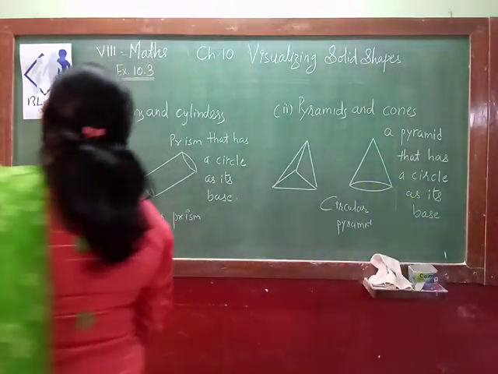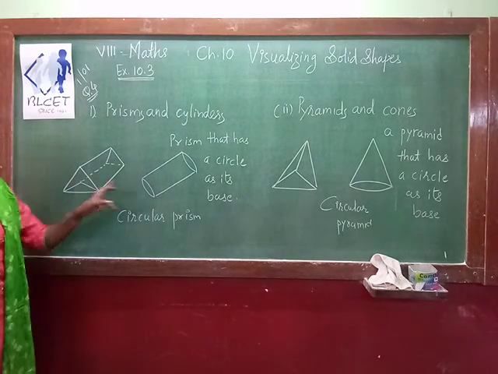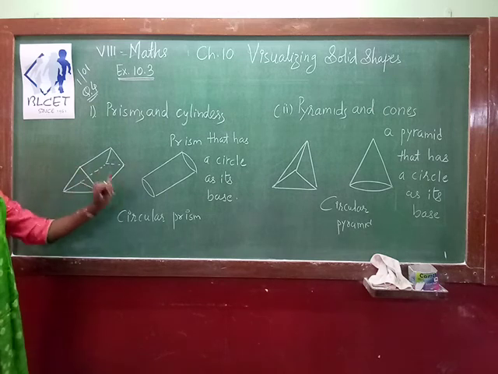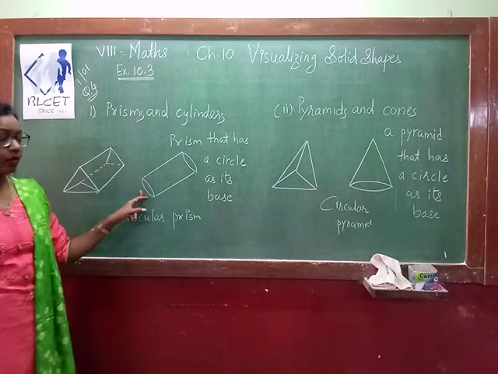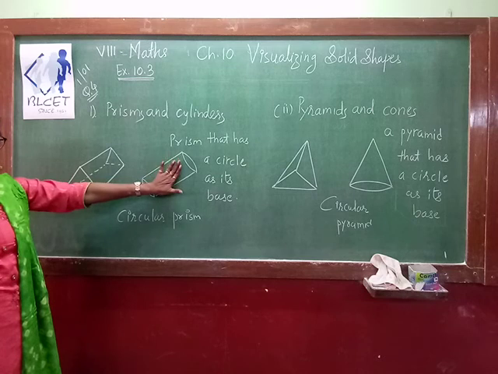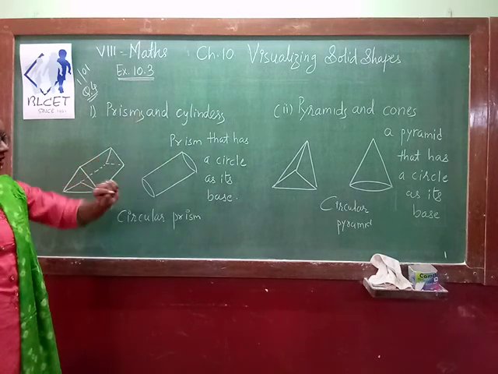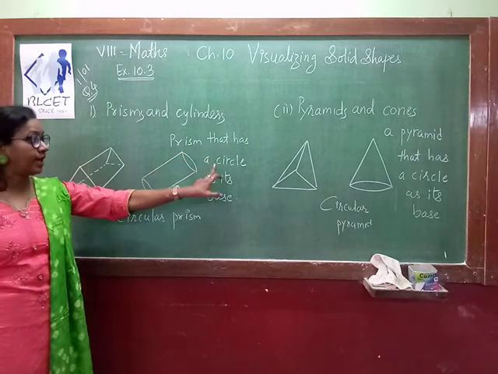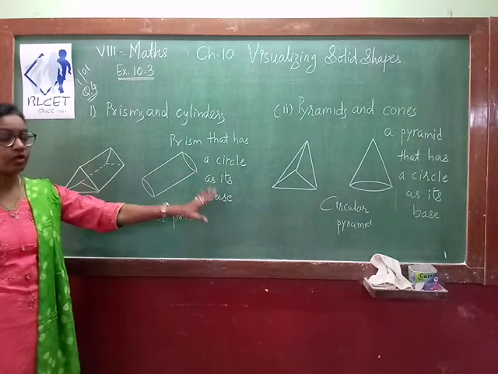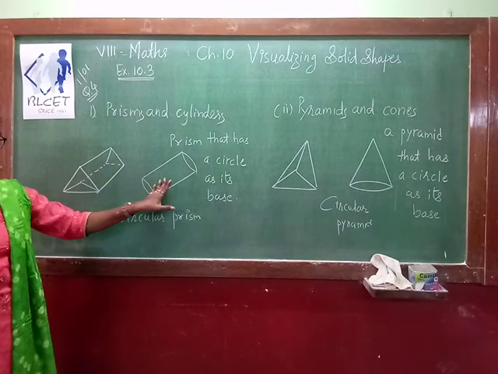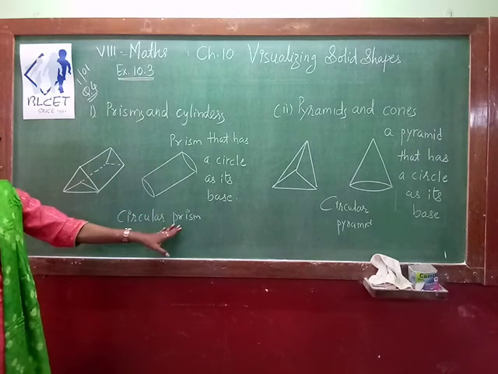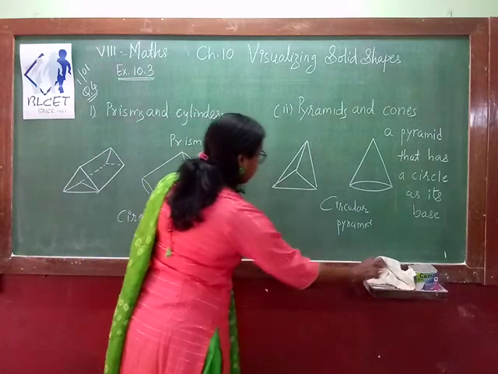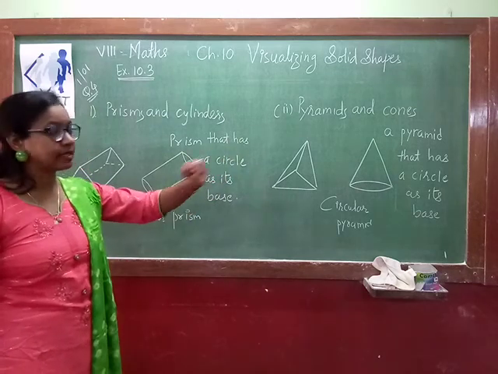If you observe the diagrams, this is your prism and this is your cylinder. What is the difference? If you observe, its base is circular. So what we can say, this is a cylinder, it looks like a prism. The difference is that it is a circular prism, a prism that has a circle as its base. So we can compare prisms and cylinders. This is known as a cylindrical prism, a circular prism.